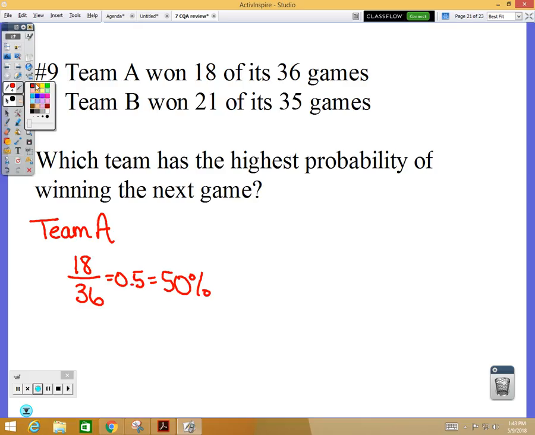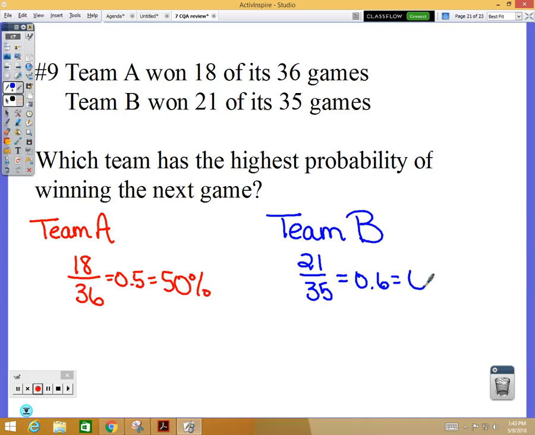All right, Team B, I'm going to do the same thing. Now, finding the probability of Team B has nothing to do with Team A. Team B is 21 out of 35. So now write that as a percent. So 21 divided by 35 is 0.6, which is what percent? So, again, don't just guess. I know you have a 50-50 chance of guessing. Which team has the highest probability of winning the next game? Team B.